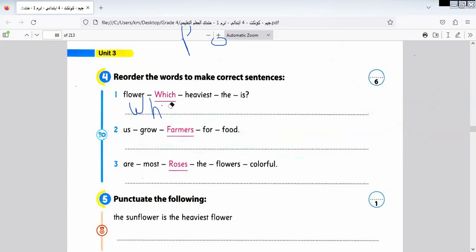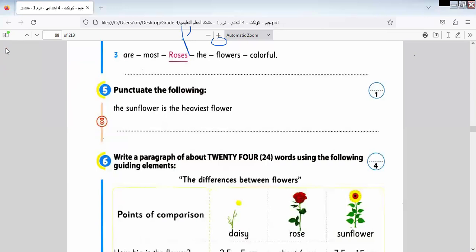Okay, let's continue the rest of the exercise. Here we have the punctuation question. As we told you, I underlined the mistake in this sentence. Here, there must be written in capital letter. And here, the sunflower is the heaviest flower. So I put a full stop at the end of the sentence, because it's not a question, it's a statement.